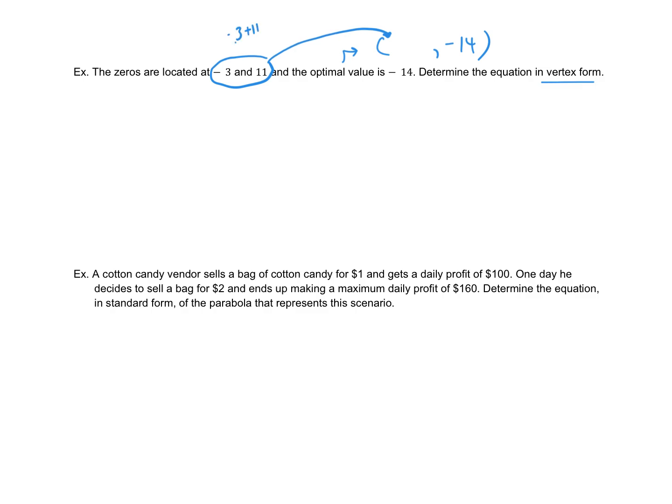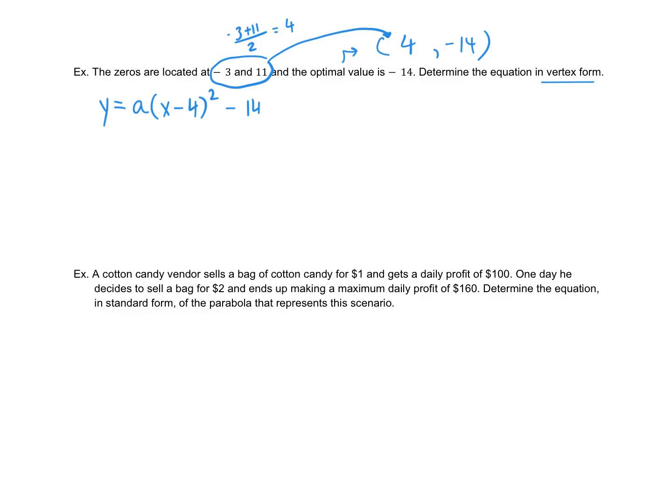So -3 plus 11 divided by 2 is going to give us 8 over 2, which is 4. So now we have a full, complete vertex. And we can start off with our vertex form. y = a(x - 4)^2 - 14.